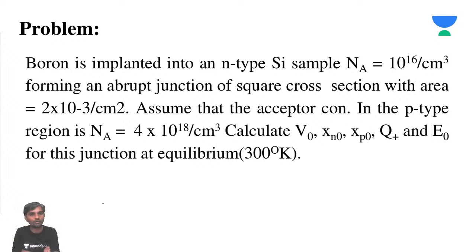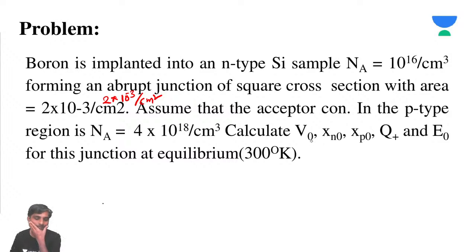Okay, now we'll see the next problem. Boron is implemented into an N-type silicon sample, Nd is equal to 10 to the power of 16, forming an abrupt junction of square cross section with area 2 into 10 to the power of -3 per centimeter square. Assume that the acceptor concentration in the P type is Na is equal to 4 into 10 to the power of 18 per centimeter cube. Calculate. This problem also we have discussed, right?